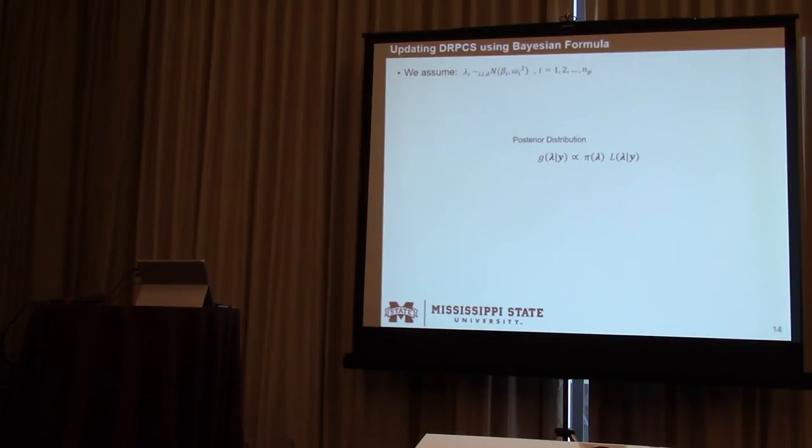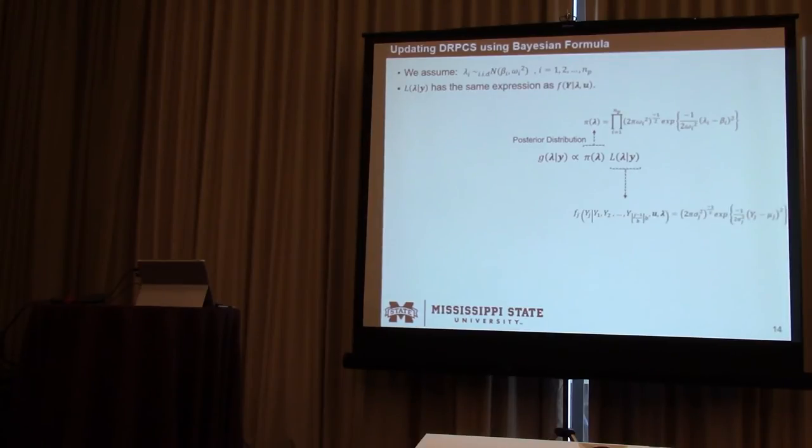We assume that the DRPCS terms, or lambda terms, are independent normal variables. So the prior distribution can be represented by the product of their PDFs. The parameters of the prior distribution can be determined by domain or expert knowledge.